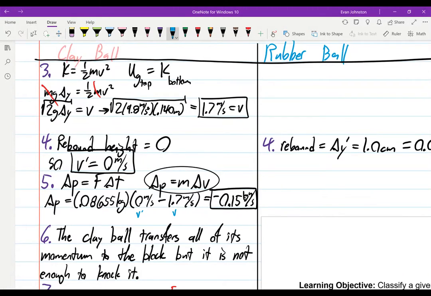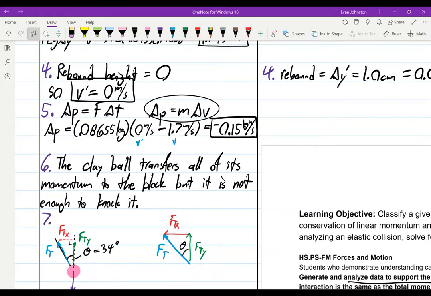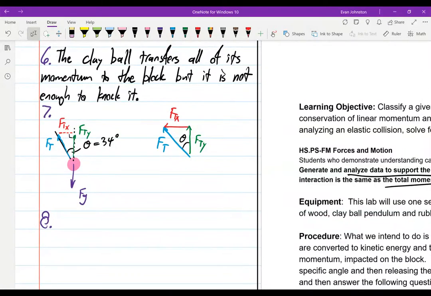Now, 6 is asking us to explain why the block behaves the way it does for the ball. And so the clay ball hit, transferred all of its momentum, but it literally just was not enough for the wooden block to get knocked over. Now, 7 was asking for the free body diagram. And the short version is, hopefully you just had a ball and you had tension and gravity. Really is kind of what we're looking for.